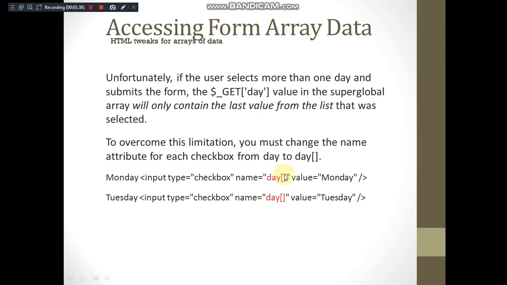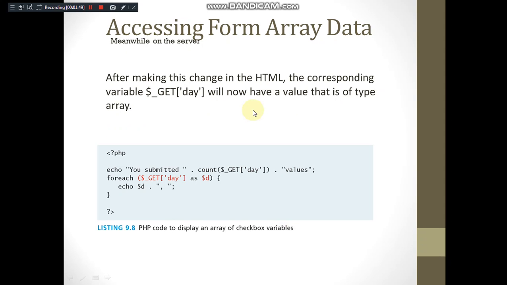That's how we can make use of arrays of PHP here. So it will be stored at different indices and can be easily accessed in the server side program as well. After making this change in HTML, the corresponding variable $_GET['day'] will now have a value that is of type array. And you can iterate through the entire array. You can just observe this.